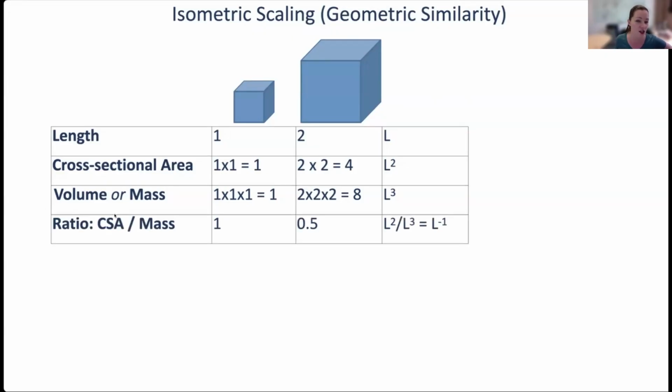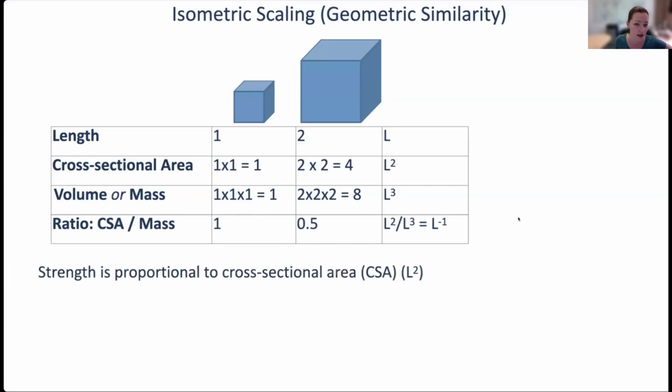So if we take the ratio of cross-sectional area to mass for this simple example, the larger cube has half the ratio, because we can consider the cross-sectional area increasing with length squared, the volume increasing as the length cubed, and the ratio of cross-sectional area to mass as 1 over length with increasing size here.